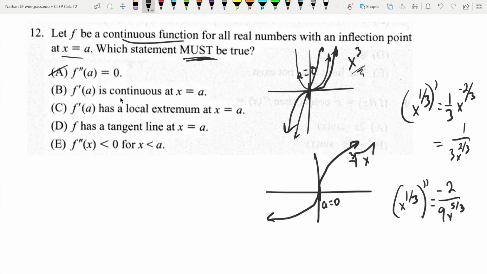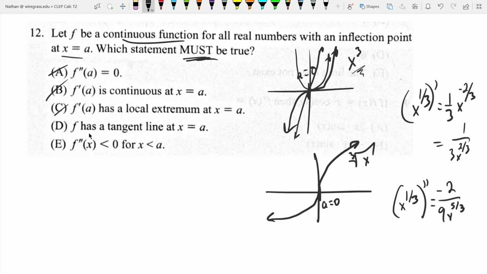F prime at a is continuous. Well, that's not true, right? F prime at 0 is discontinuous. It's a division by 0, so that can't be true. F prime at a has a local extremum. That means the second derivative is equal to 0 at x equal to a, but we've already established that can't happen, so C can't be true.